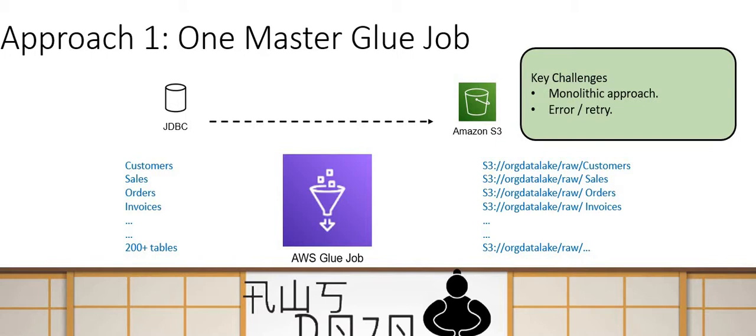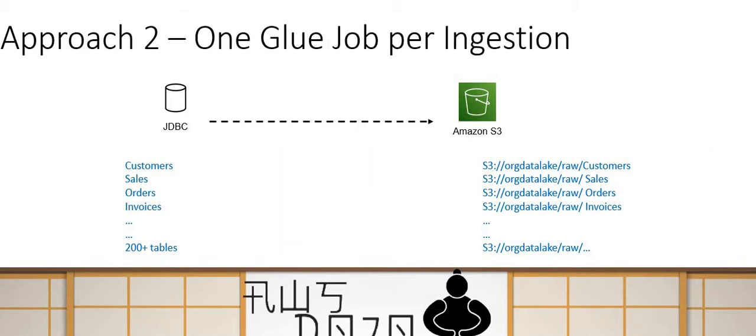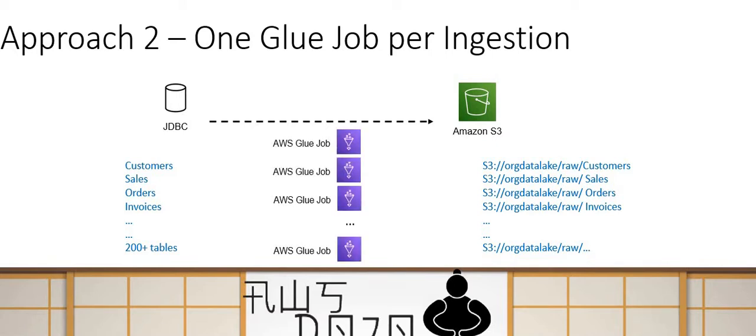So what else can we do? We can go totally to the other end, and that is, I will write one glue job per ingestion. Basically I'm going to have one glue job for customers ingestion, one glue job for my sales ingestion, one for orders, one for invoices, and so on and so forth for all those 200 tables.